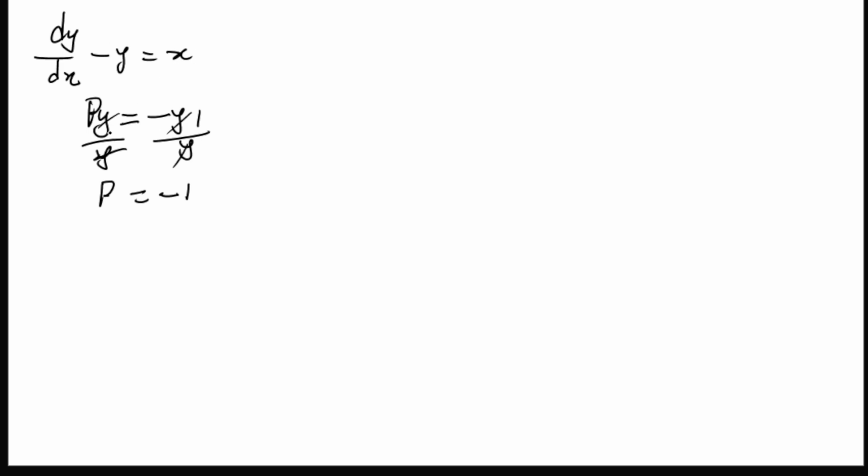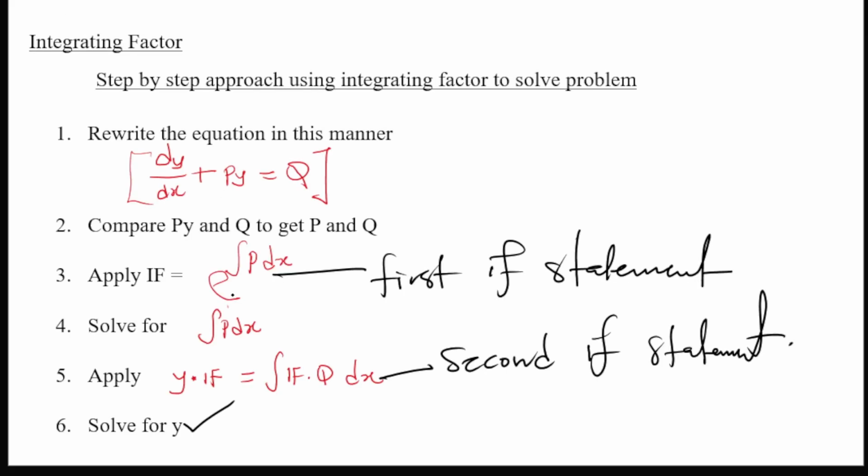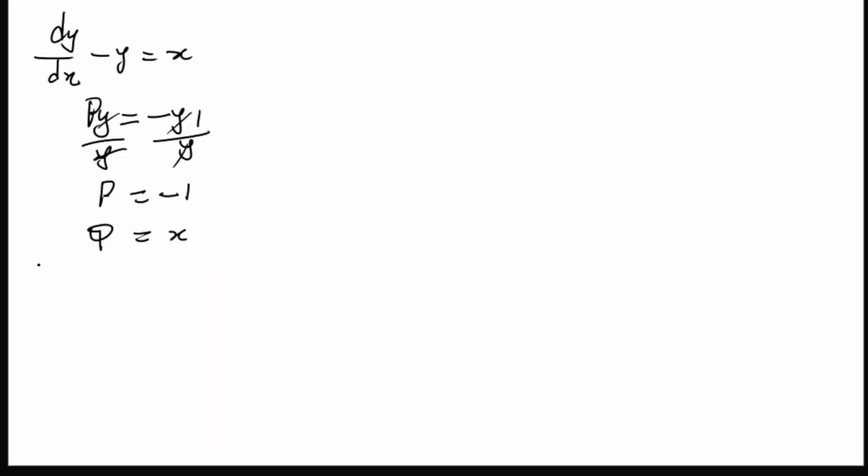Now, what's your Q? Your Q is your X here. So basically, your Q is the value you have at the right hand side of your equation, which is what? X. Are we done? No. The next thing is to apply your first IF statement. That's the next step. Apply your first IF statement.